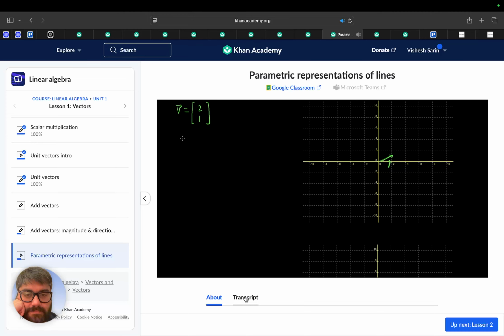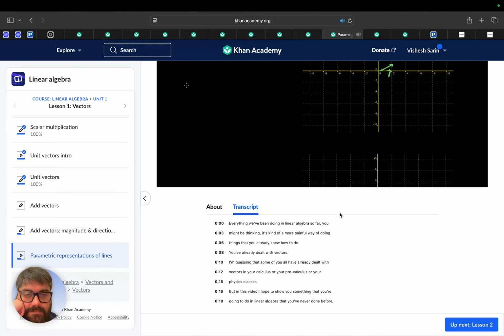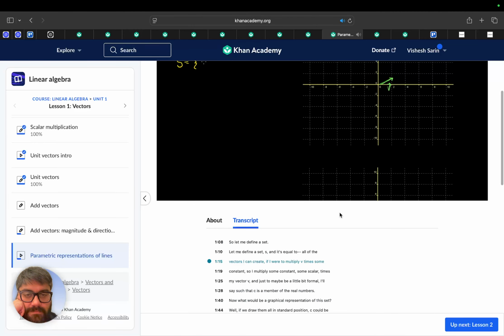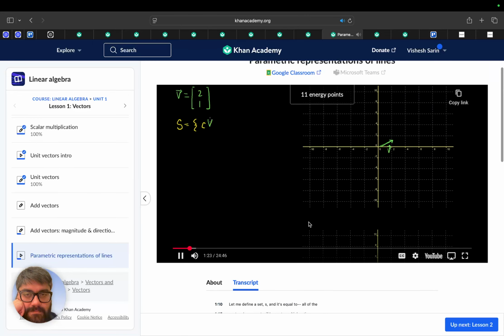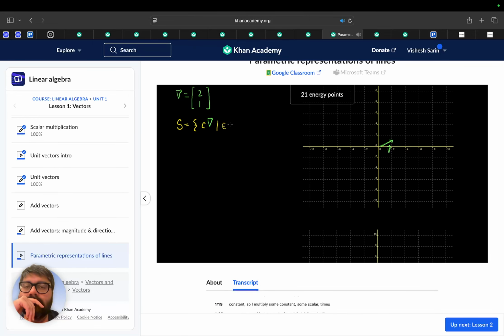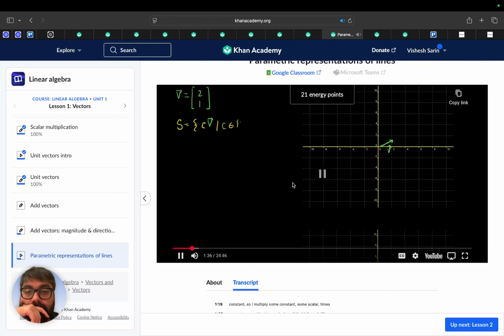So let me define a set S, and it's equal to all the vectors I can create if I were to multiply v times some constant, some scalar, times my vector v. And just to make it a little bit formal, I say such that C is a member of the reals.